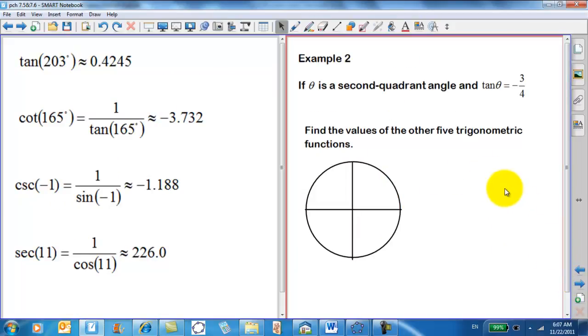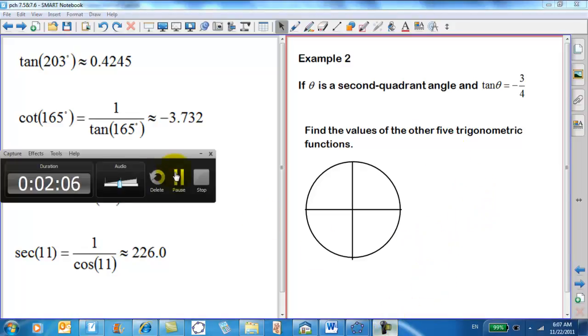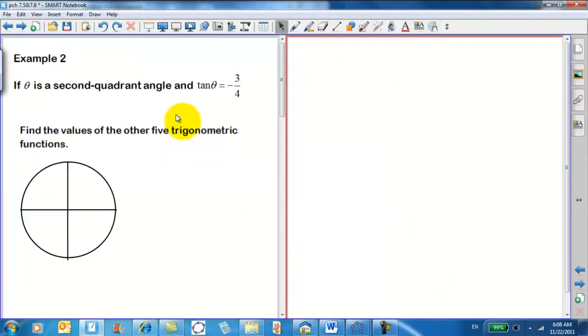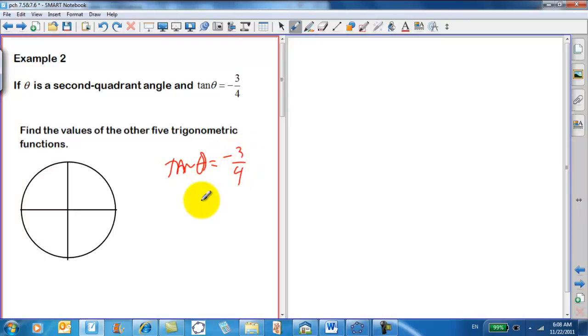Now here's example 2. If theta is a second quadrant angle and tangent theta equals negative 3/4, find the values of the other 5 trig functions. Okay, so let's try this. We've got the tangent of theta equals negative 3/4, and we're in the second quadrant. So let's put that idea together first. Tangent of theta is negative 3/4. Well, tangent is y over x.